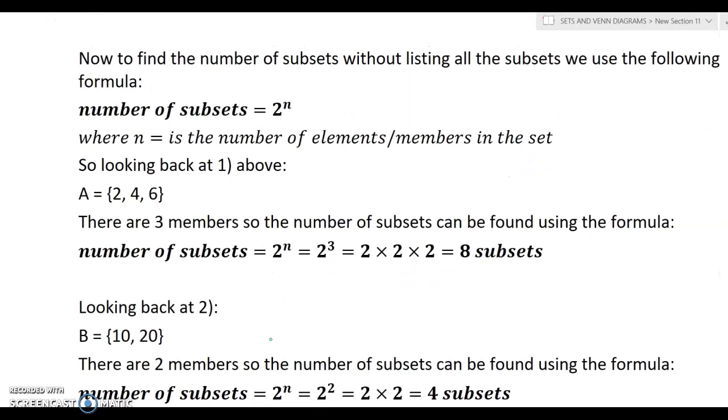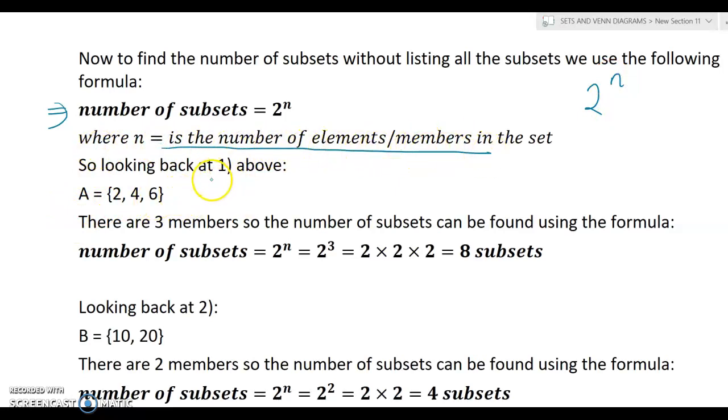And now a popular question that likes to come in the multiple choice paper is finding the number of subsets without actually listing all the subsets. So to find the number of subsets in a set, the formula is 2 to the power n, where n is the number of members or elements in the set.